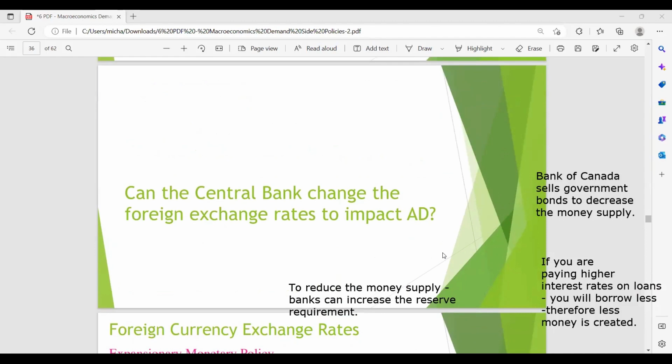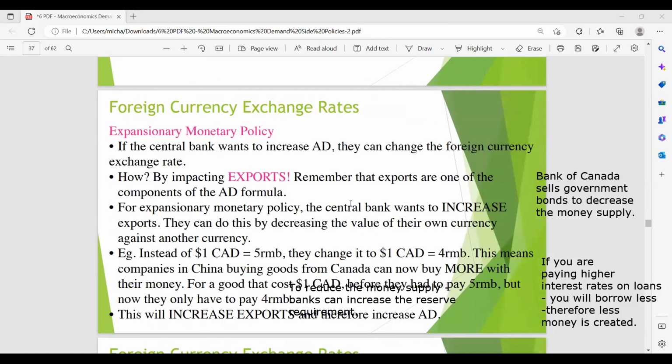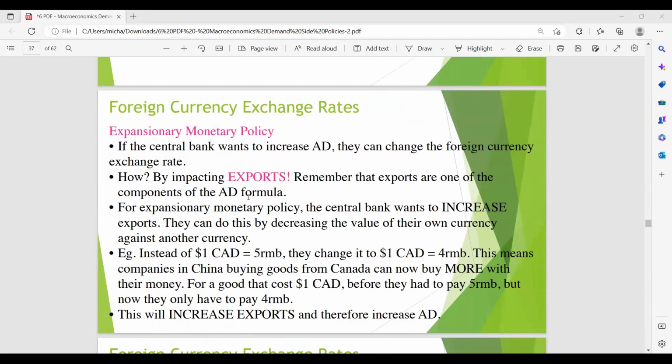Can the central bank change the foreign exchange rates to impact aggregate demand? Yes. In this case, they can change the foreign currency exchange rate. If the central bank wants to increase exports, they can do this through decreasing the value of their own currency. This increases GDP, increases aggregate demand. A lot of countries use this to increase aggregate demand and GDP. Making your currency go down in value, they do this to increase aggregate demand.